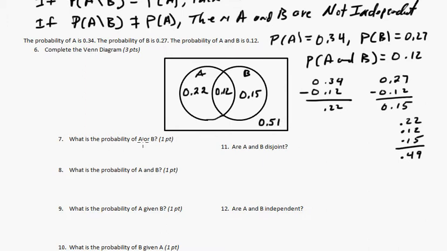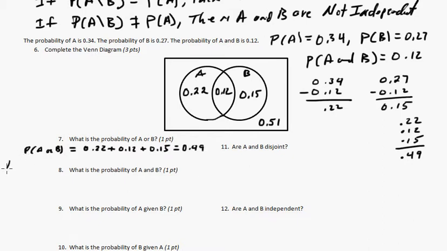Okay, so what's the probability of A or B? So there's a couple ways of doing it. The probability of A or B from the diagram is 0.22 plus 0.12 plus 0.15, and that we've already done. It's 0.49. That's one way to do it.